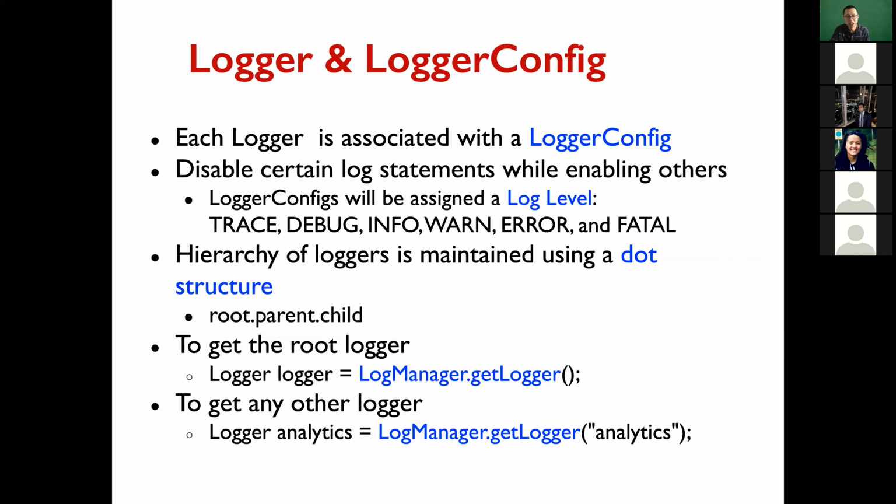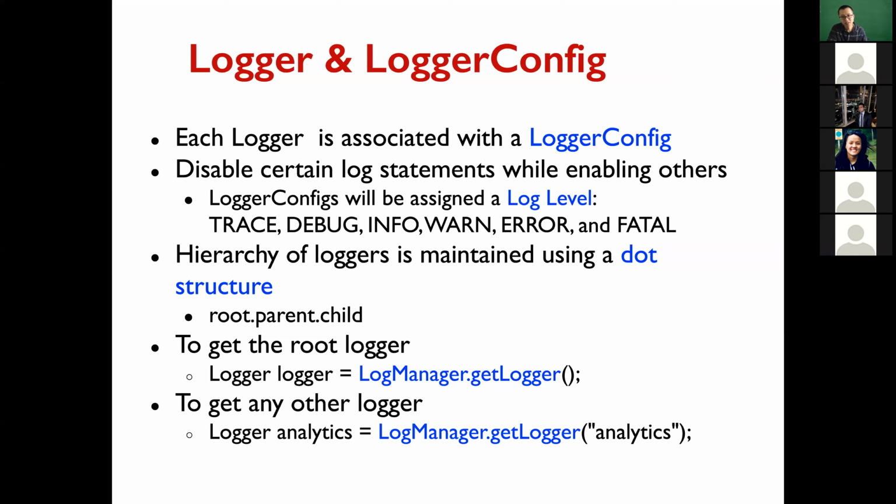Remember, each logger config will be associated with a log level, right? And these log levels include trace, debug, info, warn, error, and fatal. They are ordered from the lowest level to the highest level. So then we can determine the configured log level for this logger config. Then we can output the logging statements with this log level or a higher log level. And we have a hierarchy of loggers.